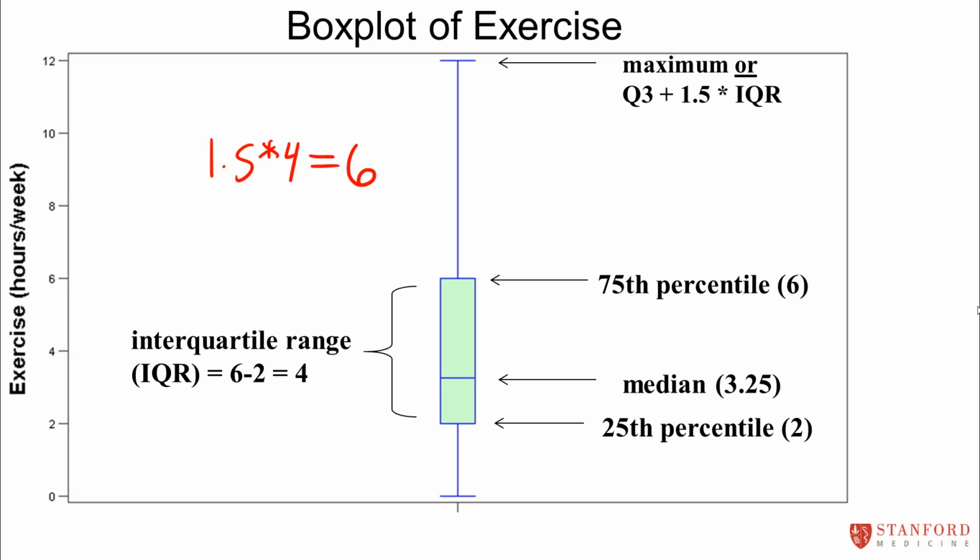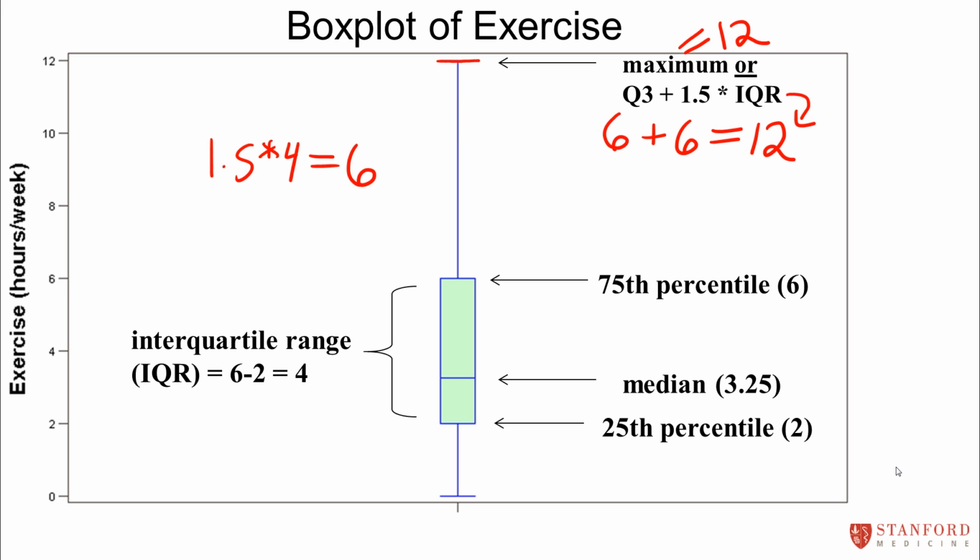In this case, the third quartile, the 75th percentile, occurred at 6 hours. The 1.5 times the interquartile range is also 6. So this boundary, this value here, is 12. It turns out, though, that the maximum value was also 12 here. So those are equal in this case. There was a student who exercised 12 hours per week. Since both of those are equal to 12, obviously we're going to put this upper whisker at 12.